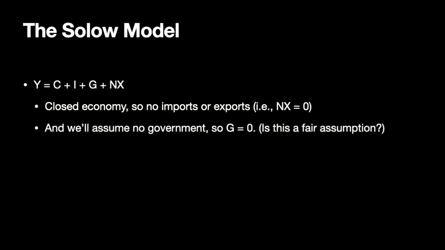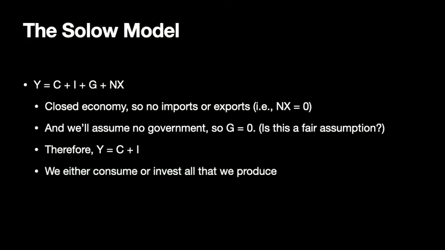So if we start with the Solow model as a closed economy, there are no imports, so net exports is equal to 0. We're also going to assume no government. So G is equal to 0. And again, is this a fair assumption? Well, we're going to basically say government is an exogenous variable, and we're going to hold that out right now. And so therefore, GDP is equal to consumption plus investment: what we produce, we either consume or invest. So everything we produce, we consume or invest.